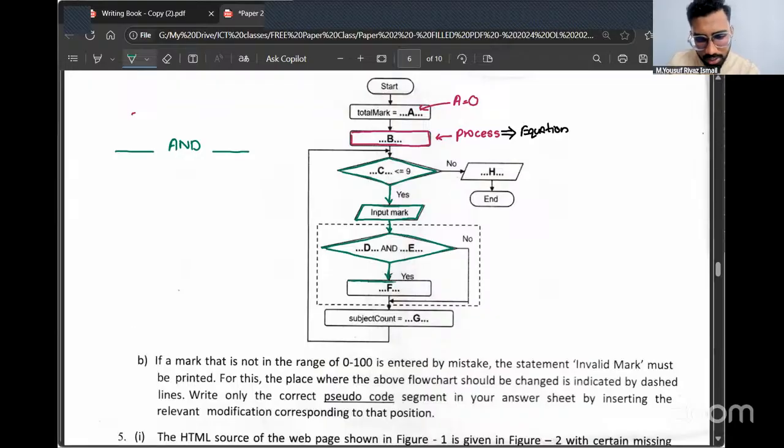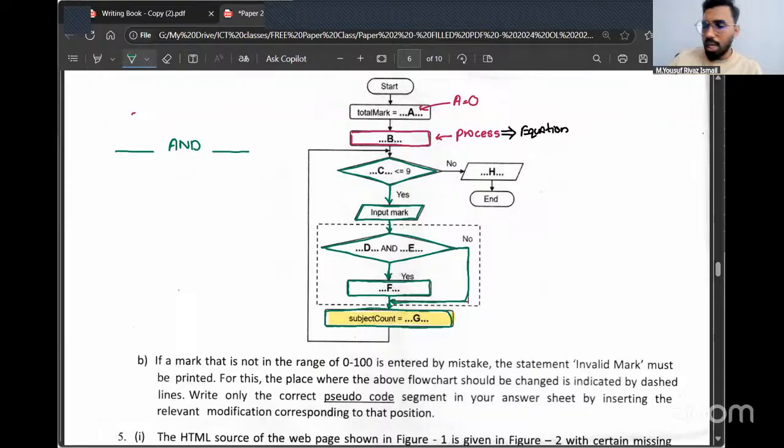And then if it is correct, then you're going to do something, or else you're going to go for the next subject. Okay. Now, once you come to this point, you will know there's a variable called subject count. When you come to this place, you know there's a variable called subject count.